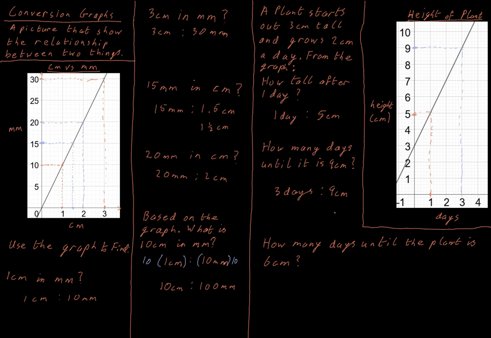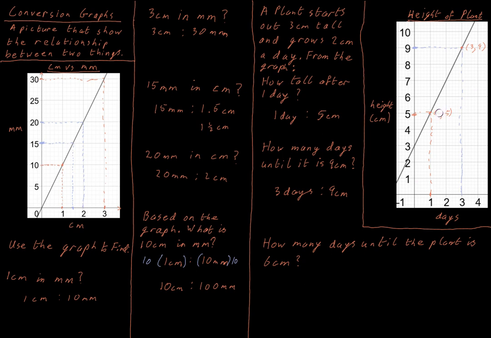Now, two things I just want to remind very quickly. Again, this is effectively talking about coordinates. This would be the coordinate 3 on the days, 9 on the height. This would be the coordinate 1 on the day, 5 on the height. Just linking it into what we know about coordinates, this relationship between our x's and our y's.